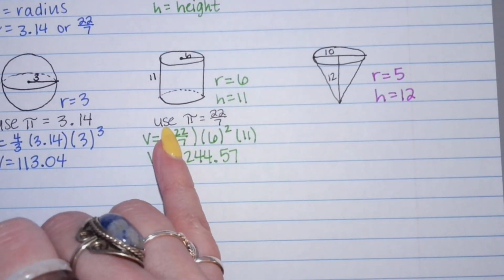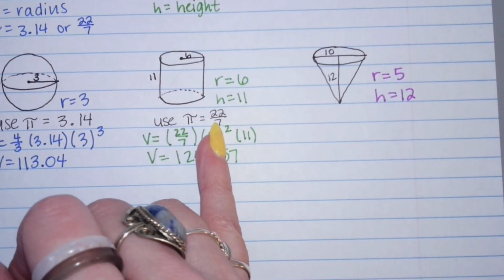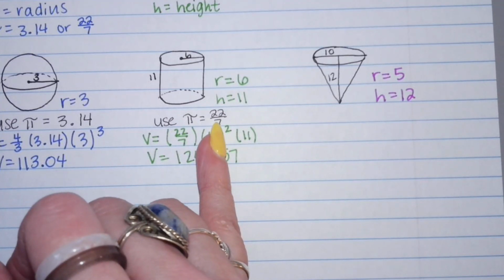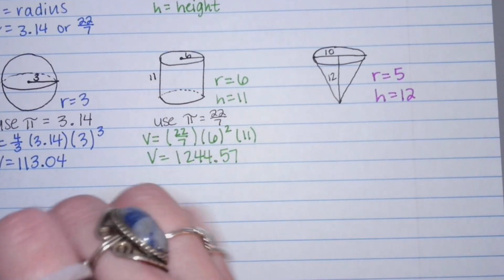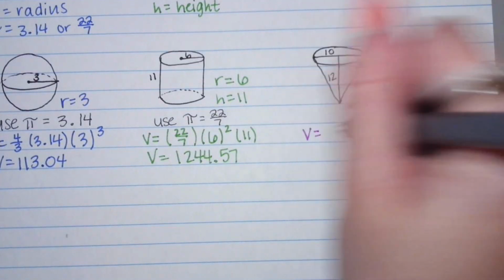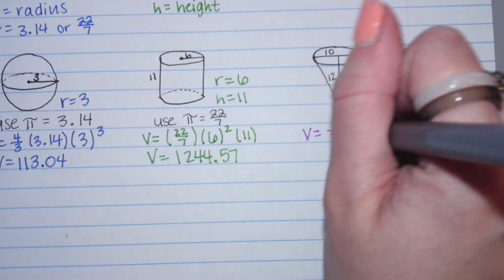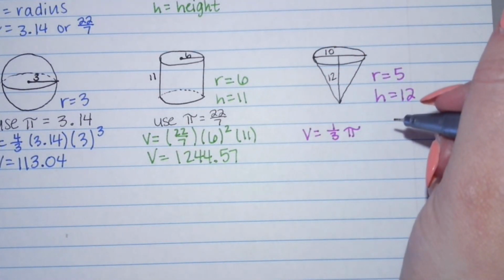And it's not going to specify what we want you to use. And when it does not specify, you're using the button for pi in the calculator. So when we do our substitution, we're going to put 1/3, leave pi, like so.